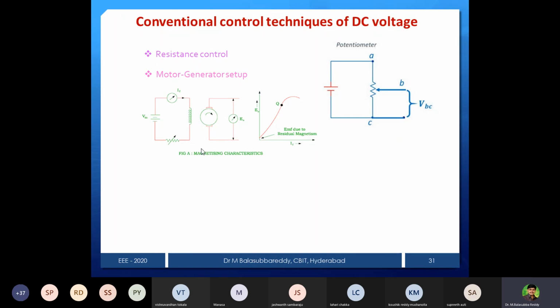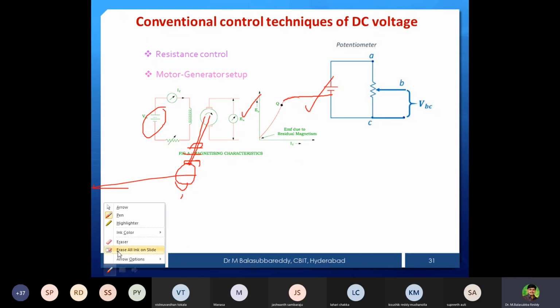That's why I used a small circuit, motor and generator. Here the motor is not shown, it is just coupled as a prime mover. You can give the supply to this and it will run, then it is going to generate the voltage. This is the characteristics. By changing the excitation, you can vary the output voltage. Once it reaches saturation, it will become constant. This is the second method.